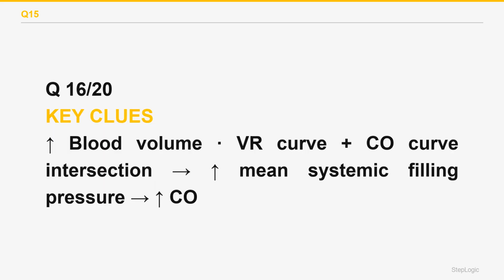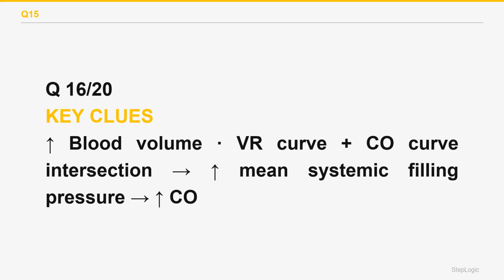Cardiac output is determined by the intersection of the cardiac output curve, the heart's pumping ability, and the venous return curve, how much blood returns to the heart. The venous return curve depends on the mean systemic filling pressure, the pressure in the vascular system when the heart is stopped, which reflects blood volume and venous tone.